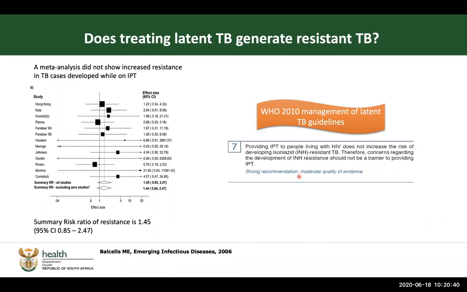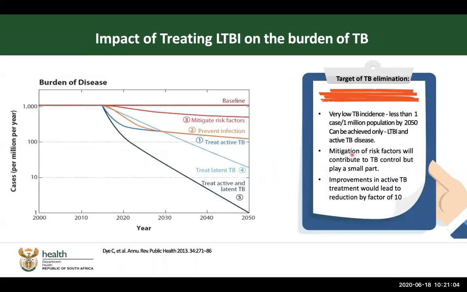So we have a strong recommendation from the World Health Organization to say providing isoniazid prophylaxis therapy to people living with HIV and AIDS does not increase the risk of developing TB resistance. Therefore, all those concerns lack facts, they lack evidence, and we should start to ensure that every patient who's eligible for TPT actually receives it.